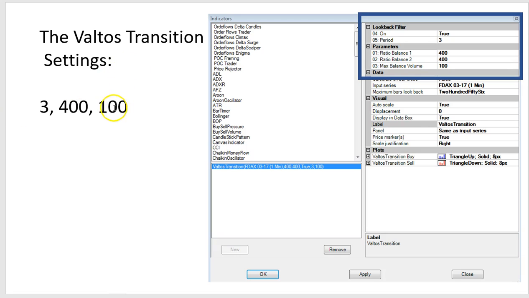So, these are the settings that I use on my charts right here. On my trading system, it's 3, 400, 400, and 100. I'll get into what these mean. The period to look back is 3. The ratio balance 1 and 2 is 400. And the max balance volume is 100.